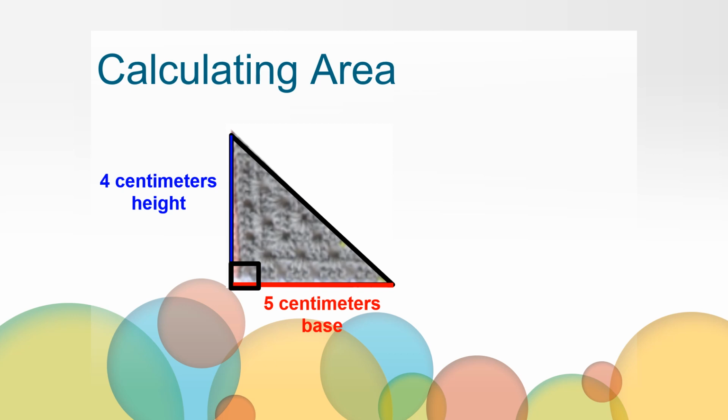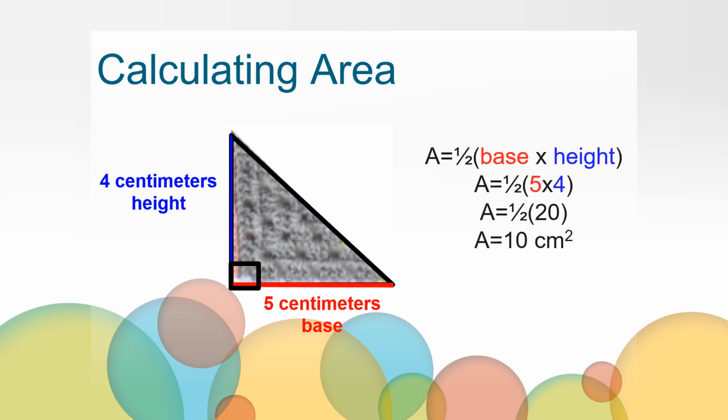I can use the formula area equals 1/2 base times height to find the area of this right triangle. When I take half of the base 5 times the height 4, I can see that the area of the triangle on my grandmother's quilt is 1/2 of 20 or 10 centimeters squared.